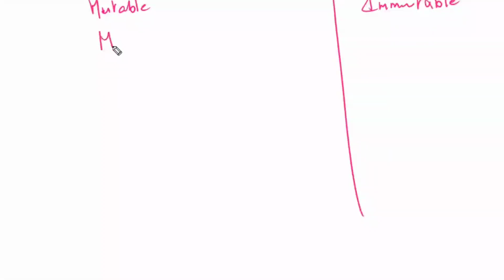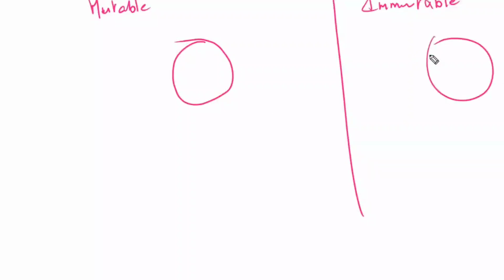Mutable. M-U-T-A-B-L-E. Mutable. Immutable, starting with I. Immutable. Right? Now, what is meant by mutable and immutable in Python? The meaning is there is an object. One object. Whether this object is a mutable object or an immutable object. What is the difference between a mutable object versus an immutable object?